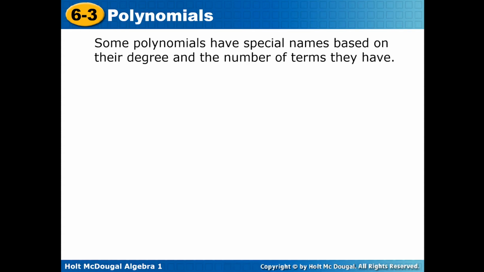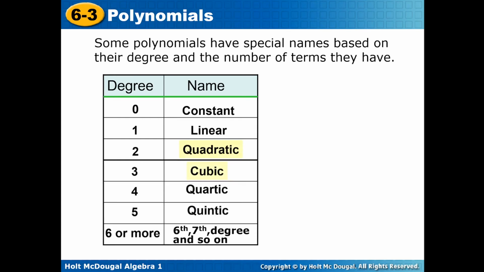Let's talk about polynomial naming now. Some polynomials have special names based on their degree and the number of terms they have. Let's look at the degree side really quick. On the degree side, we have 0 degree being a constant. We know that because numbers have a degree of 0. A degree of 1 is linear. We can think of that as kind of like our x plus 3s, right? Those may have more than one term and not be a monomial. However, their degree is 1. Therefore, they can only ever produce a line.